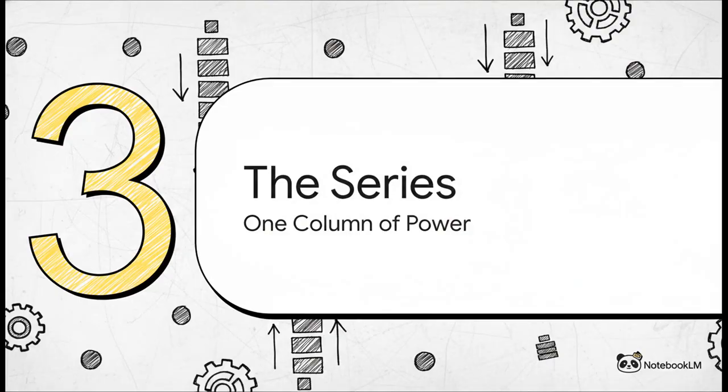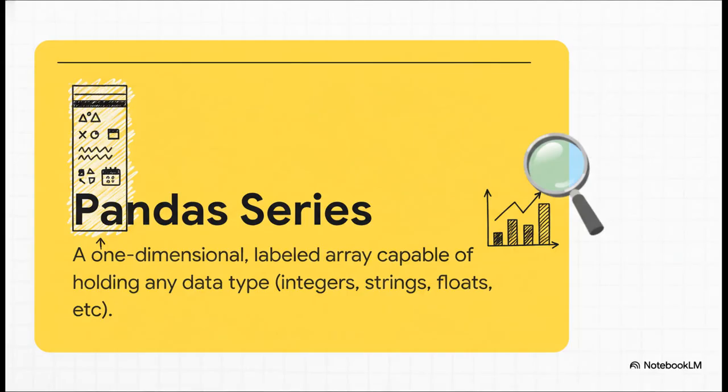All right, let's start with the first one, the simplest one, this series. You can almost think of it as the single atom of data in the Pandas universe. It's the smallest piece. So if you want to get technical, a series is a one-dimensional labeled array. But honestly, the best way to think about it is just as a single column of data, like in a spreadsheet. And that one column can hold pretty much anything: numbers, text, dates, you name it.